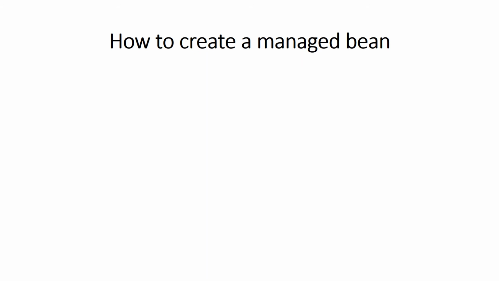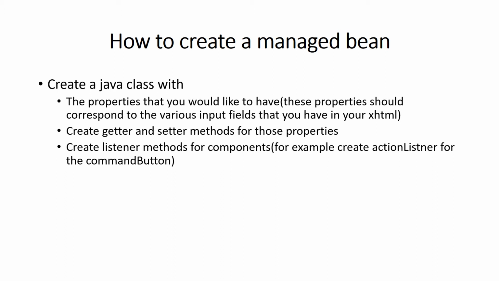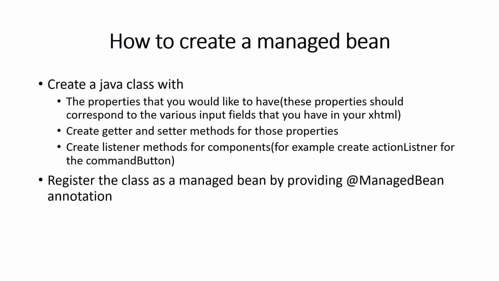How to create a managed bean? To create a managed bean, create a Java class with the properties that you would like to have. These properties should correspond to the various input fields that you have in your xhtml. Create getter and setter methods for these properties. Create listener methods for components. For example, create action listener for the command button. Register the class as a managed bean by providing managed bean annotation.